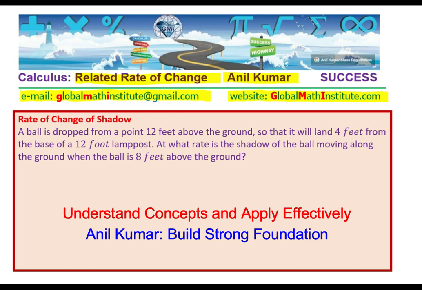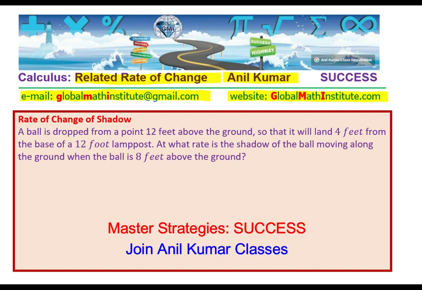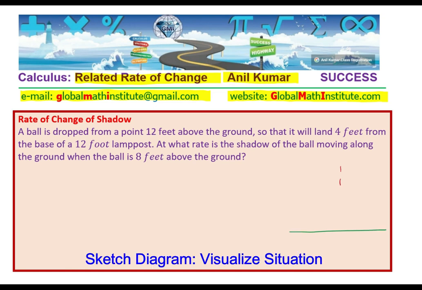Now, let's look into this situation and understand first, and then we'll get into its solution. So let's say that's the ground and a ball is being dropped along this line and it falls 4 feet from the base of the 12 feet lamppost. So let the lamppost be right there. Okay. So it falls 4 feet. So that is 4 feet.